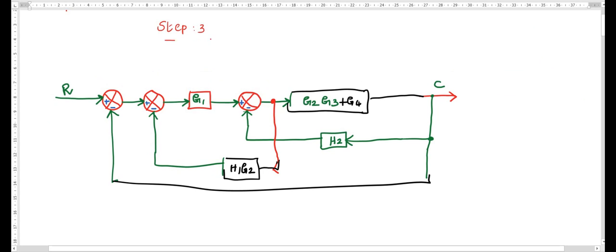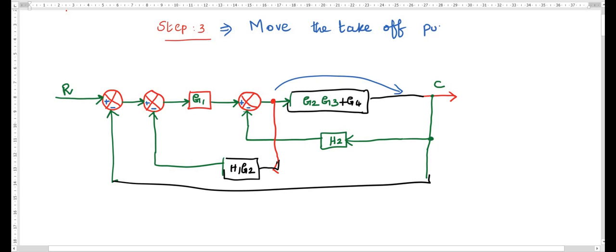Step number 3. See, in this block diagram, this is the feedback loop. But we cannot reduce this feedback loop. The reason is there is one takeoff point between the summing point and this block. So, we have to move the takeoff point after the block. Then only we can reduce the negative feedback loop. So, the step number 3 is move the takeoff point after the block.